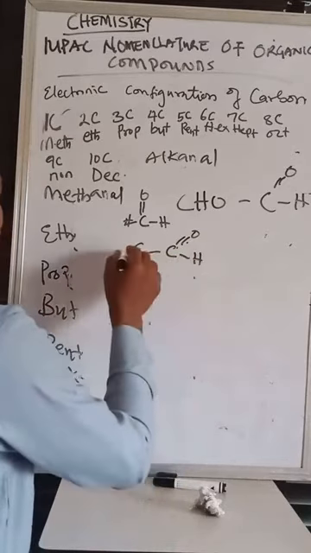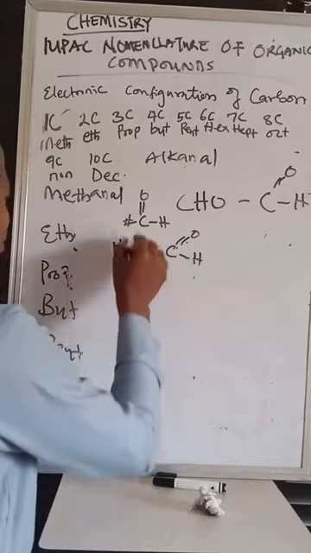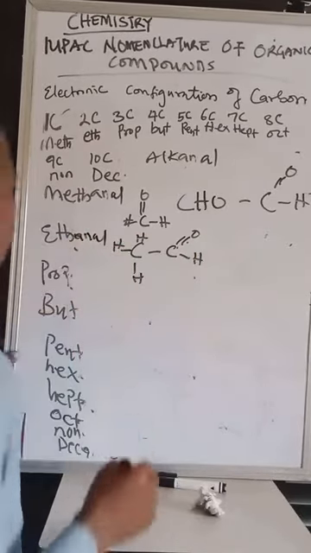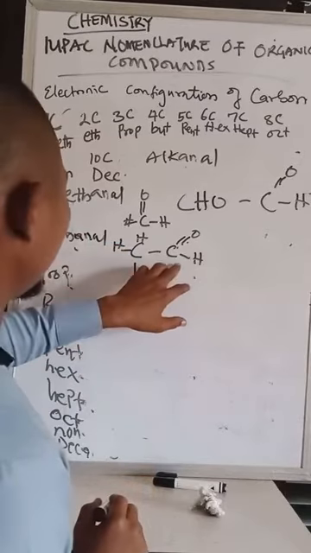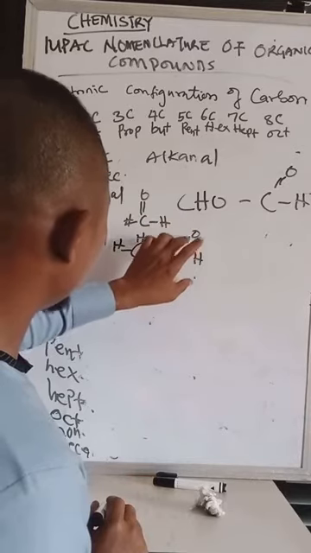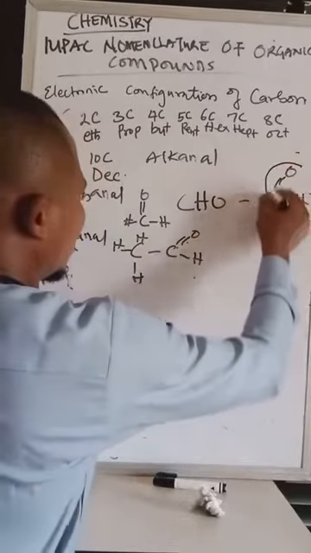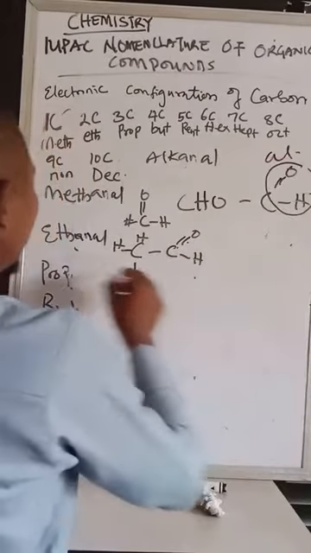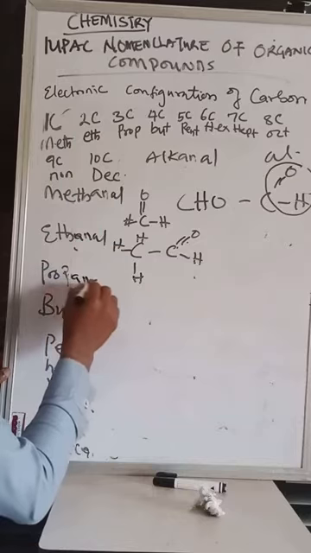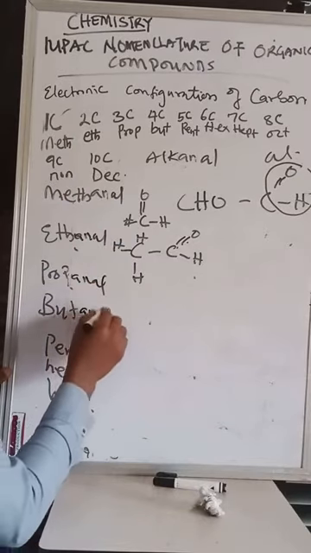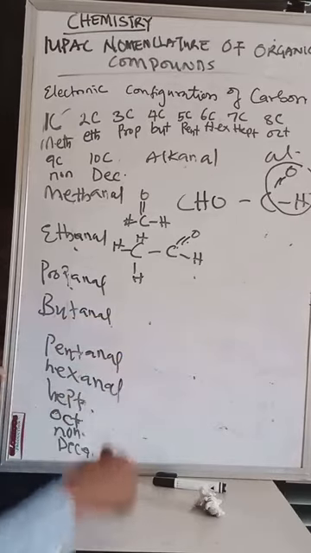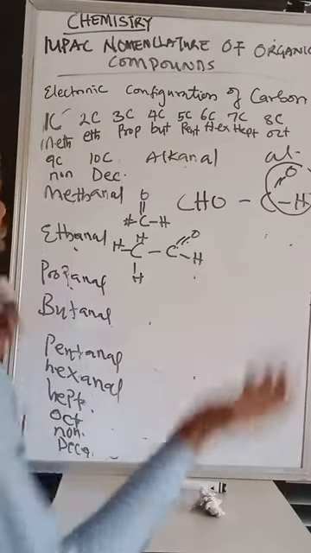Now for CH3CHO, 1, 2. What is this? Ethanal. It's actually supposed to be an ethane, but it has been replaced with a double bonded O with a hydrogen. This group is what now makes it what? An AL, so we'll call it what? Ethanal. So likewise we have propanal, butanal, pentanal, hexanal, like that. And so on and so forth.